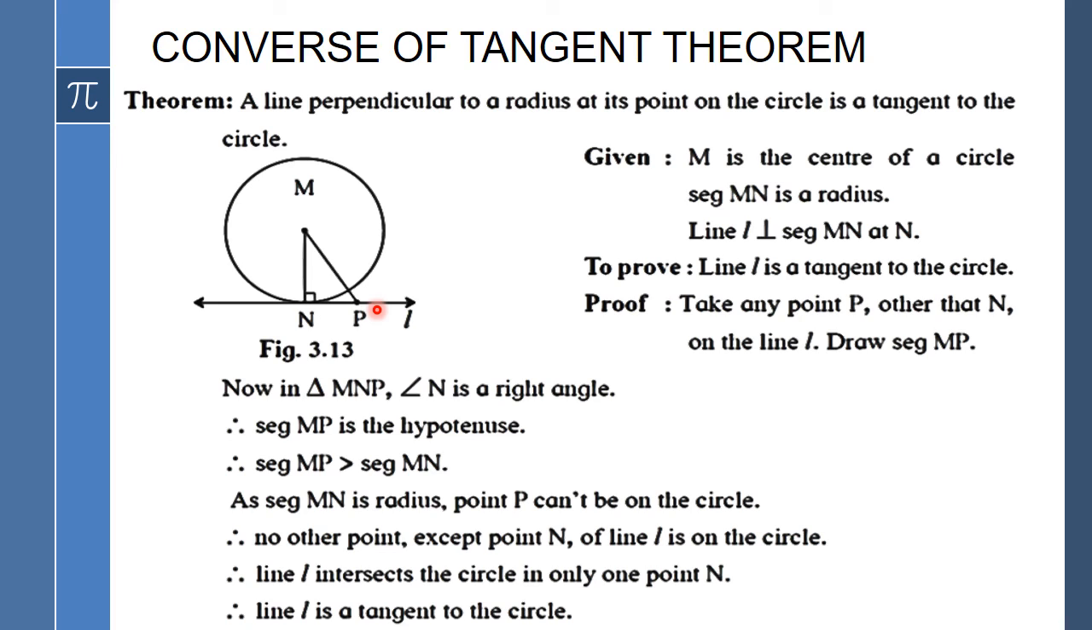So line L intersects the circle at only one single point, that is N, and hence line L is a tangent to the circle, clearly by the definition of tangent. Okay, so that's it with the converse of the tangent theorem.